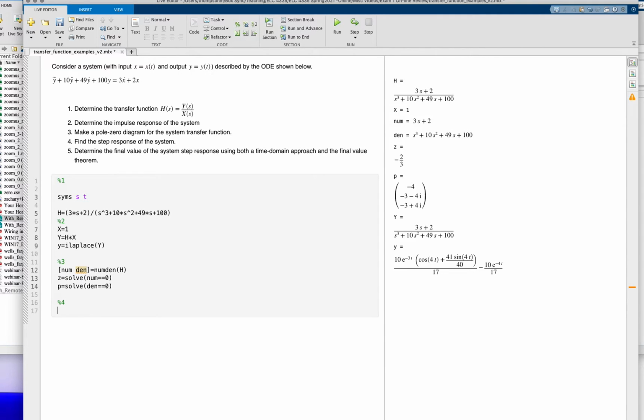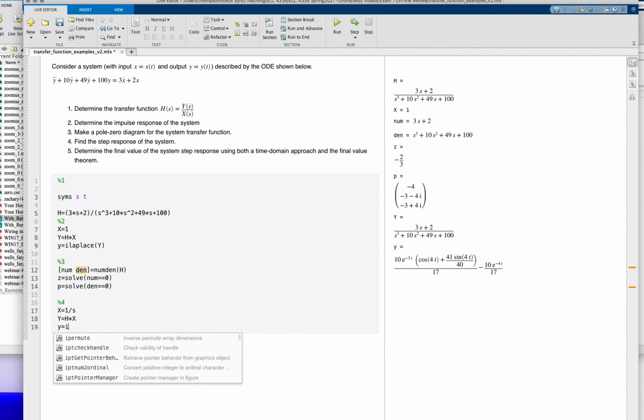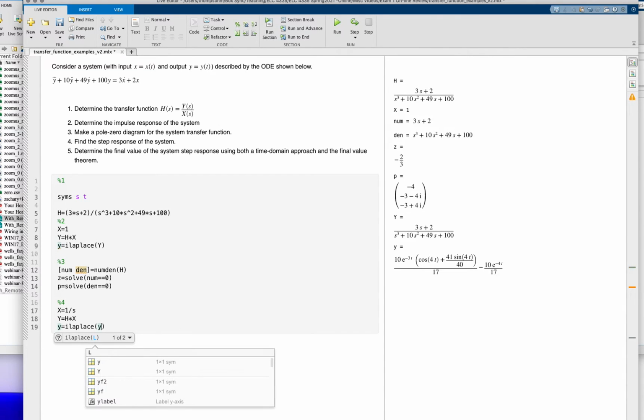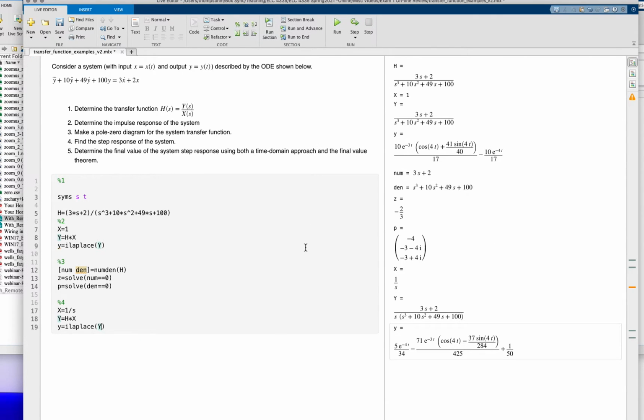For the 4th part, we're trying to find the step response. For the step response, we have the Laplace transform of a unit step, which is 1 over s. And from there, we know that Y is equal to H times X. H is the transfer function, X is the input, and we can find the inverse Laplace transform of capital Y. All right, so we'll run that, get those results.